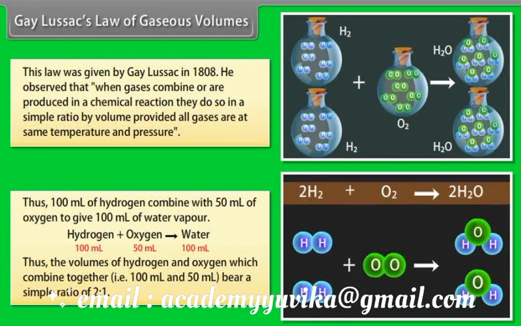Thus, 100 mL of hydrogen combine with 50 mL of oxygen to give 100 mL of water vapor. Hydrogen plus oxygen gives water. 100 mL plus 50 mL gives 100 mL. Thus, the volumes of hydrogen and oxygen which combine together, that is 100 mL and 50 mL, bear a simple ratio of 2:1.